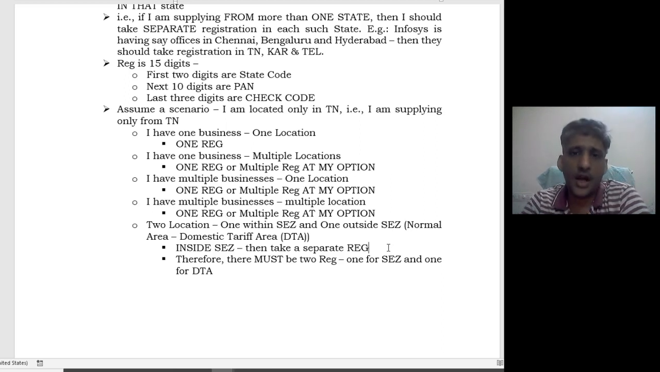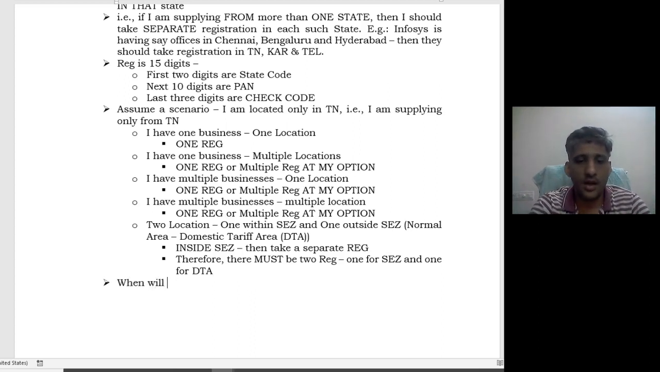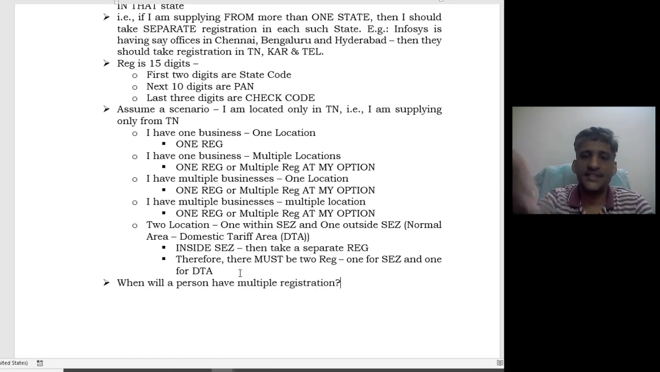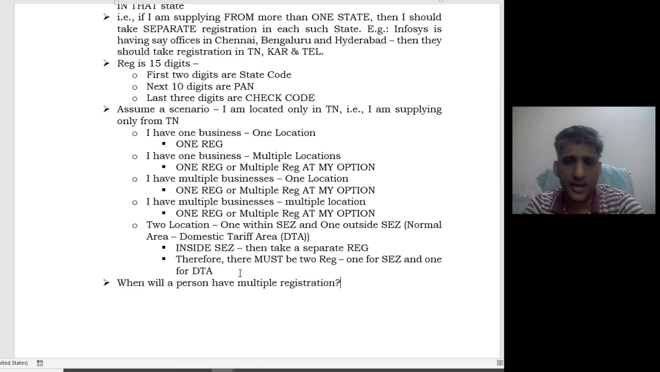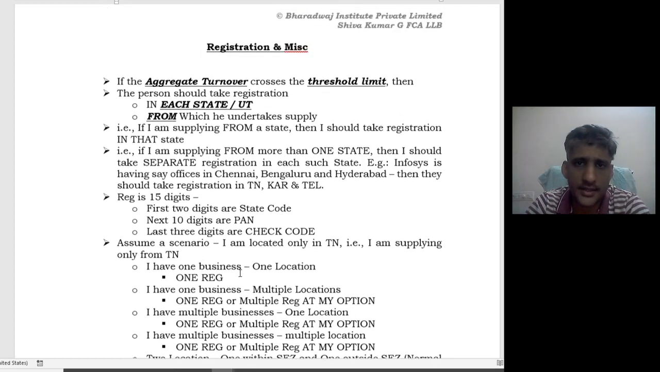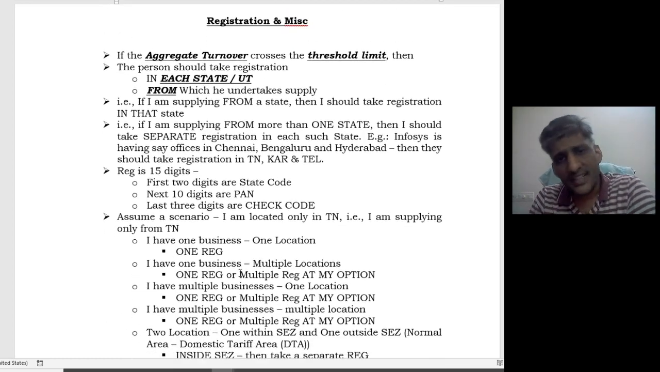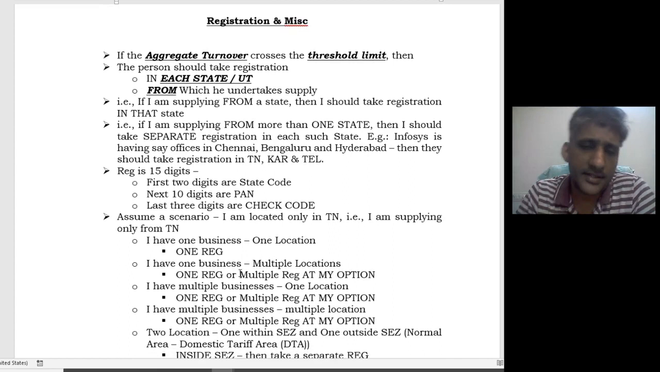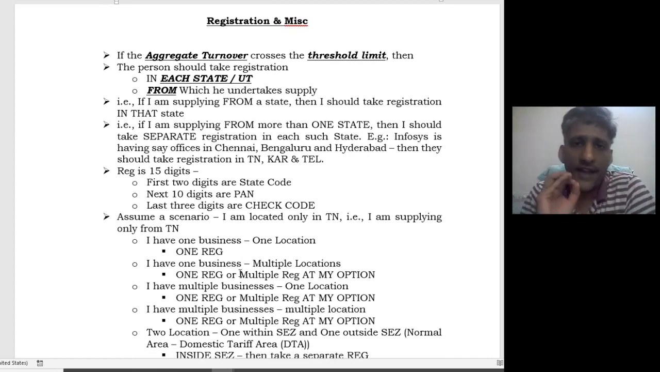Therefore now tell me, when will a person have multiple registration? If this is the question, when will a person have multiple registration? Before going into this question, let us repeat all these things. Is it the first time we are discussing? No. When did we discuss this?